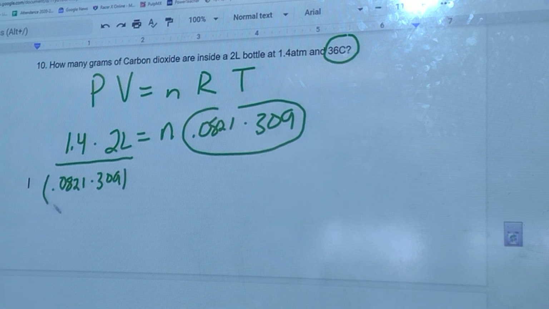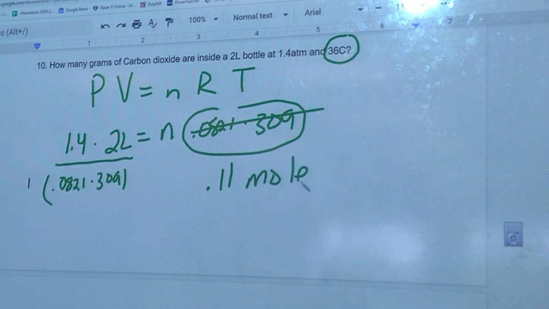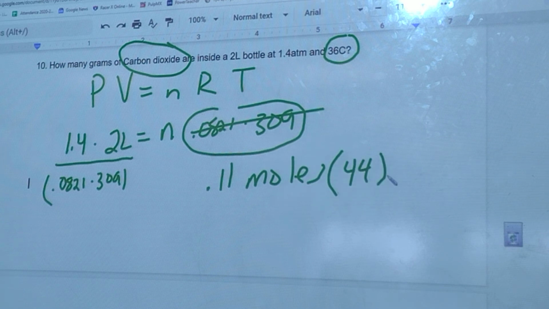And then we're going to solve it. 1.4 times 2 divided by parentheses 0.0821 times 309 close parentheses equals 0.11 moles. But it said how many grams? Carbon dioxide is 44 grams per mole. So times 44. 4.86 grams. All right, let's keep rolling.